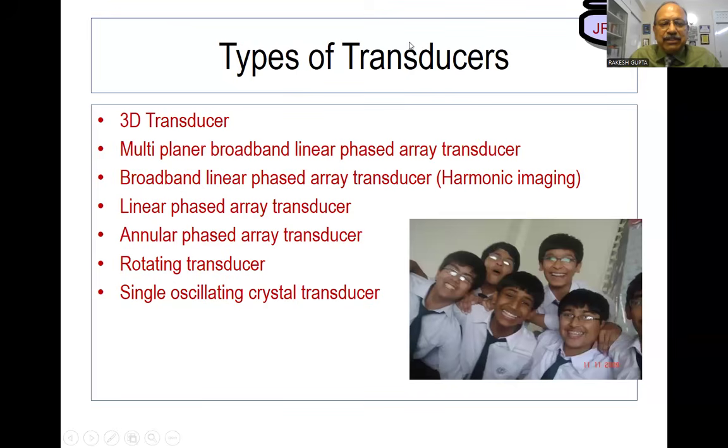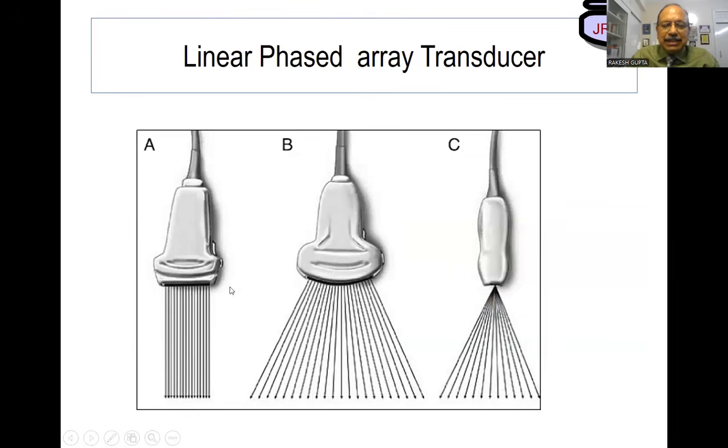Then what kind of transducers do we have today? We started with a single oscillating crystal transducer, then a rotating transducer, then an annular phase array transducer, then a linear phase array transducer. And the most important thing is the linear broadband phase array transducer. Anything less than that, they are trying to sell you obsolete systems. So once you buy, you should always buy a harmonic imaging transducer. And you should try to put your foot down nowadays for multi-planar broadband crystal transducers. And finally, the 3-dimensional transducer.